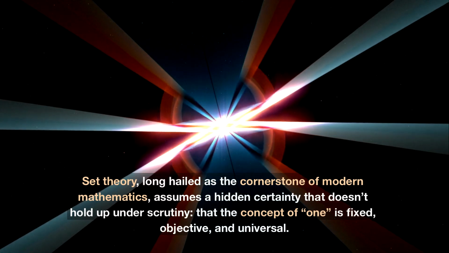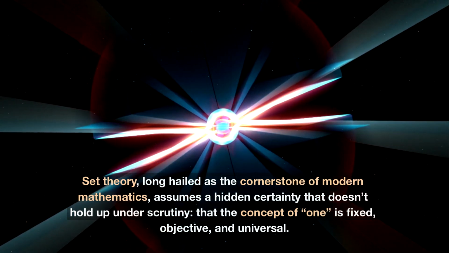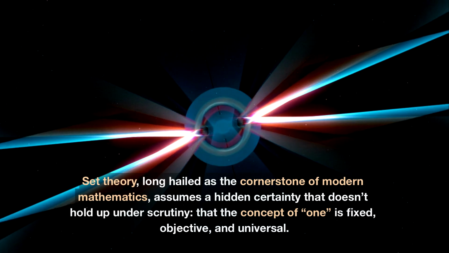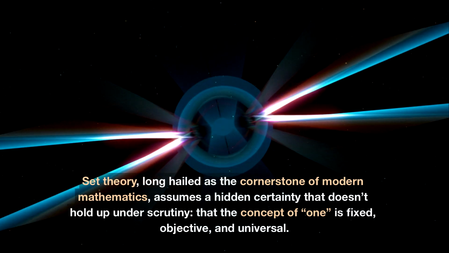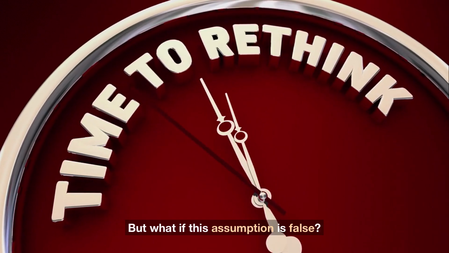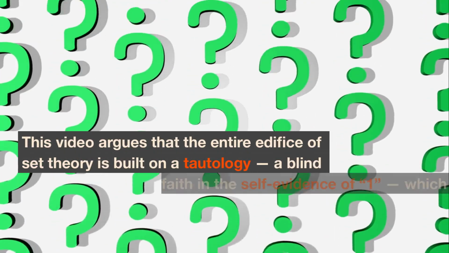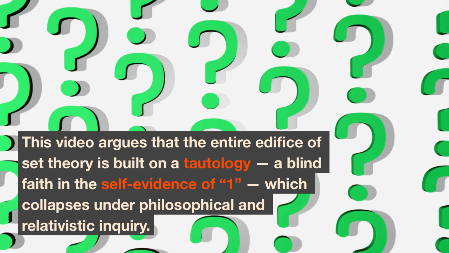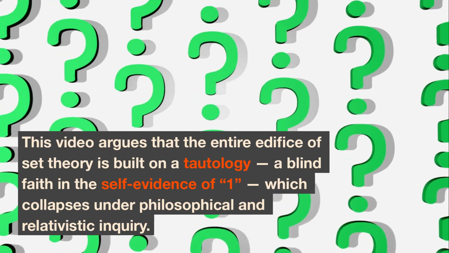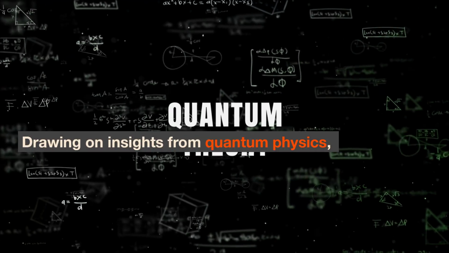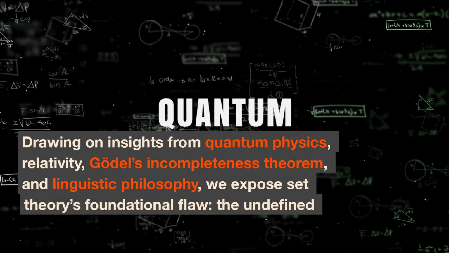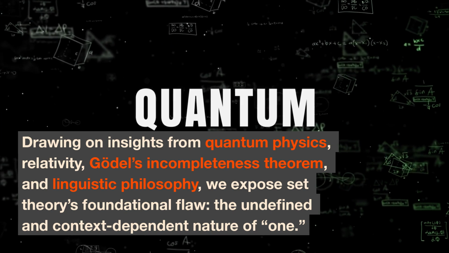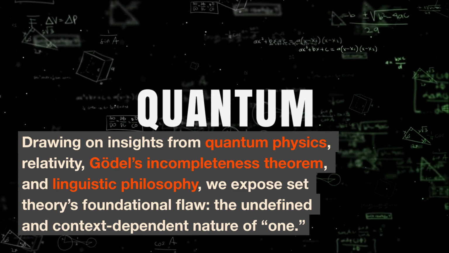Set theory, long hailed as the cornerstone of modern mathematics, assumes a hidden certainty that doesn't hold up under scrutiny: that the concept of 1 is fixed, objective, and universal. But what if this assumption is false? This video argues that the entire edifice of set theory is built on a tautology, a blind faith in the self-evidence of 1, which collapses under philosophical and relativistic inquiry. Drawing on insights from quantum physics, relativity, Gödel's incompleteness theorem, and linguistic philosophy, we expose set theory's foundational flaw, the undefined and context-dependent nature of 1.